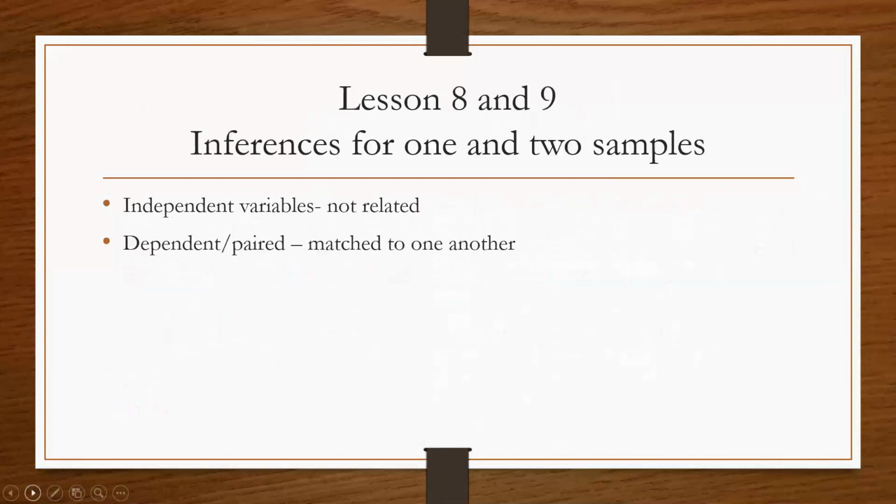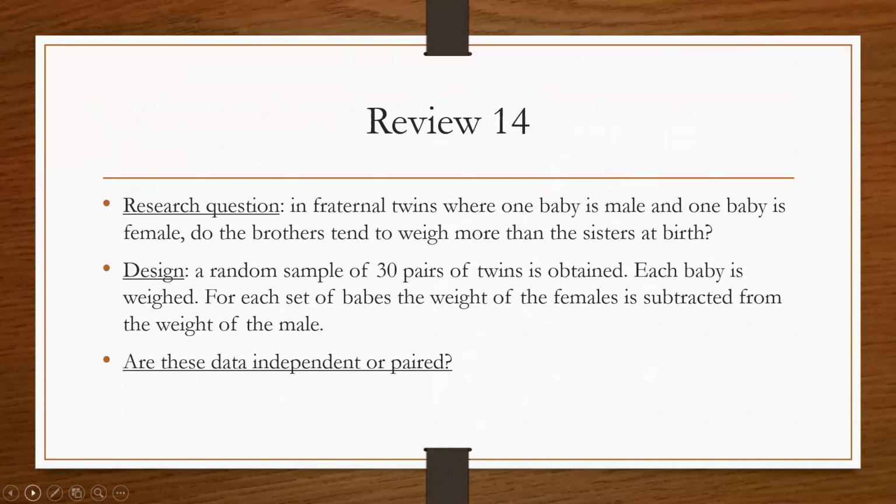All right. So just gotta keep chugging along, guys. So lessons 8 and 9, just combine them into one. So it's just inferences for 1 and 2 samples. Going back to what I said earlier, independent variables are not related, while dependent or matched pairs are matched to one another. So I'll just give you guys a little bit of time to answer this one.